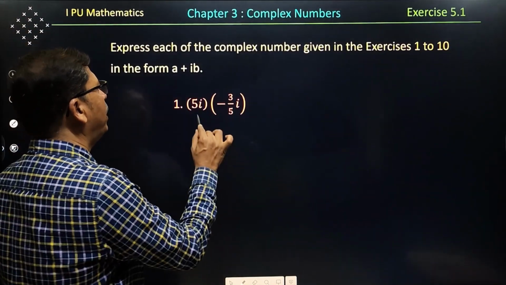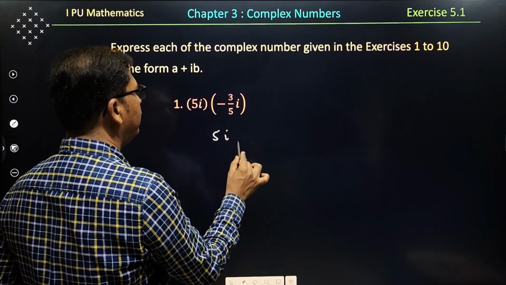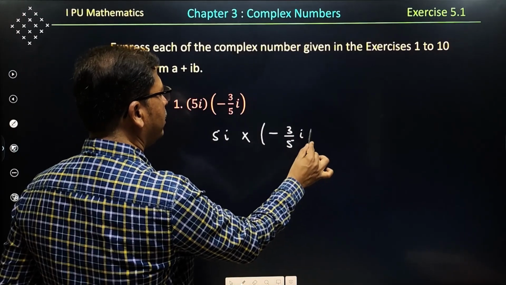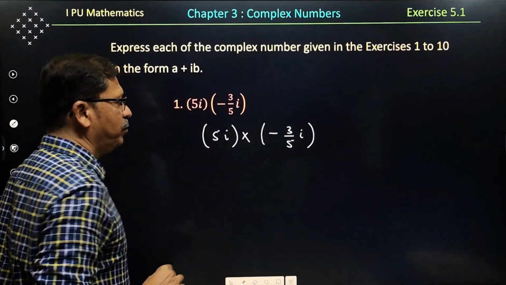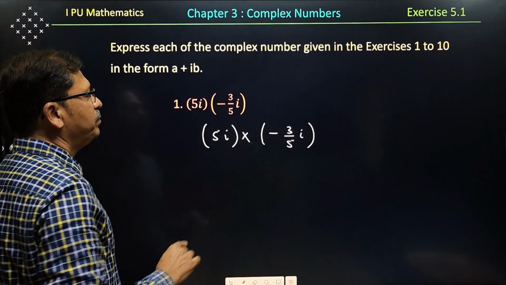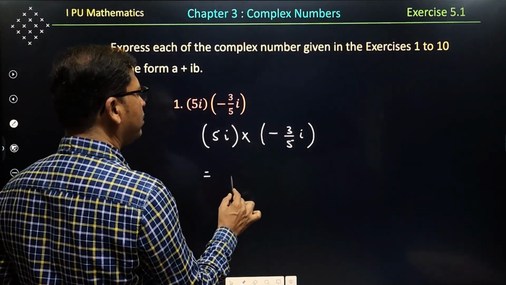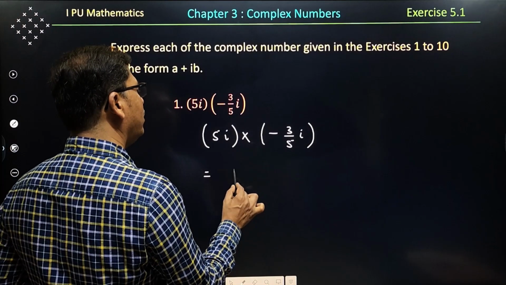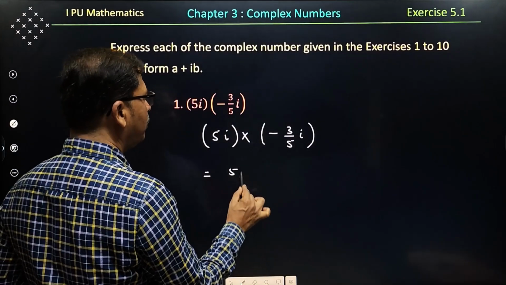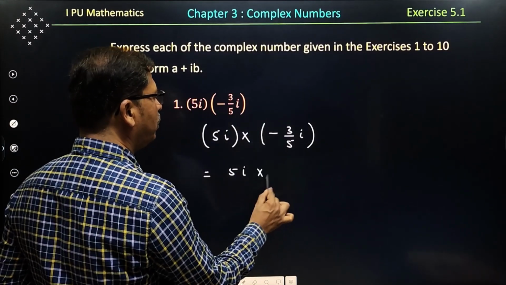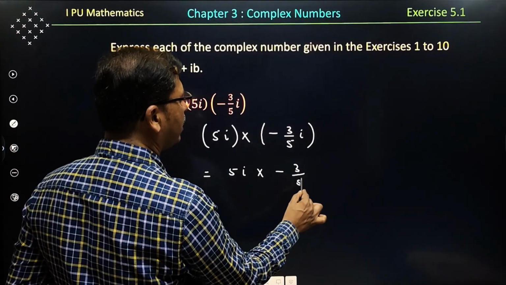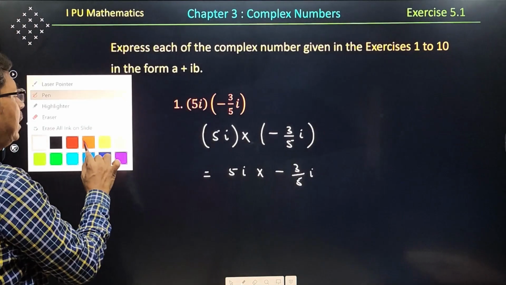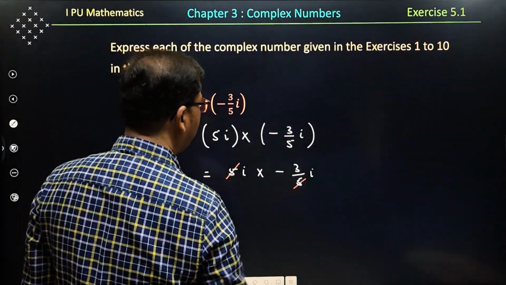See the first problem, 5i is there here. 5i is to be multiplied with minus 3 divided by 5i. Okay, so this is the question here. See, as usual multiplication, you just take out the brackets. So what you are going to write here? 5i into minus 3 divided by 5i. So you can cancel 5 and 5, no problem. You can eliminate this 5 and 5 without any doubt.